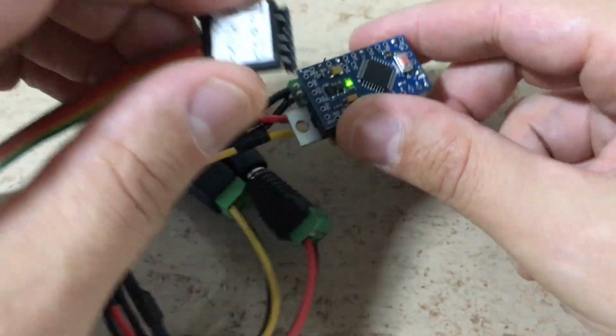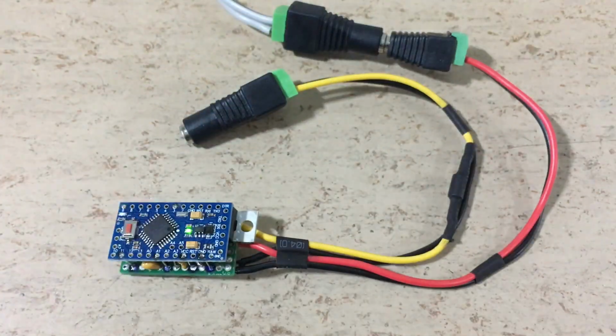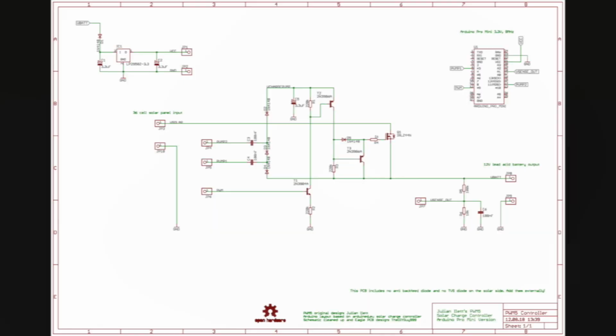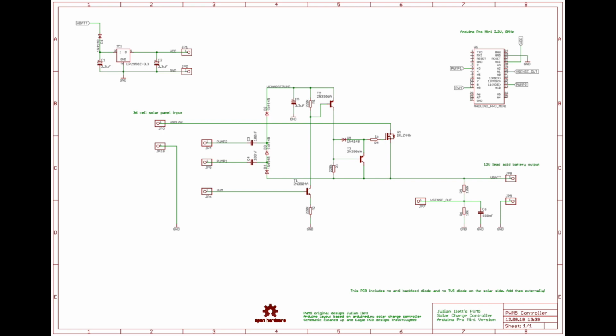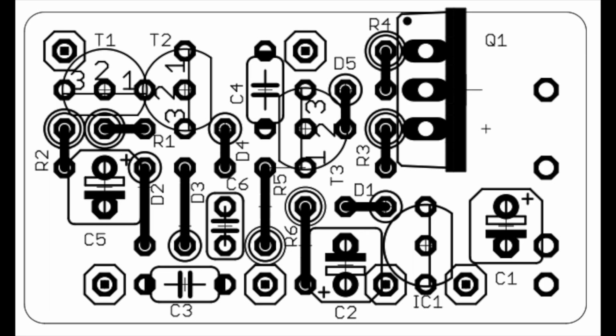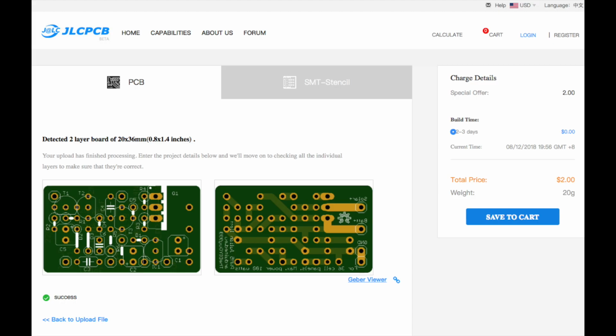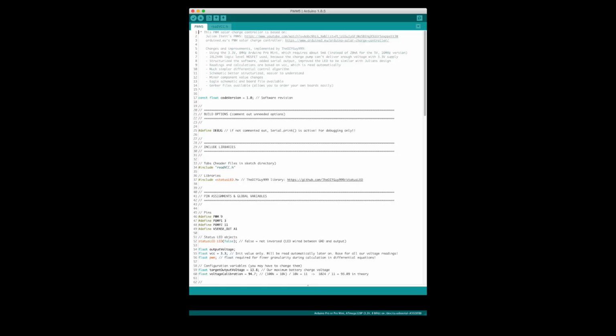All the files you need to build your own can be found on my GitHub. The links are below. First, I have designed this schematic. This allows me to generate proper board files. I also made Gerber files. They allow you to order your own PCBs. Of course, I also made my own software.